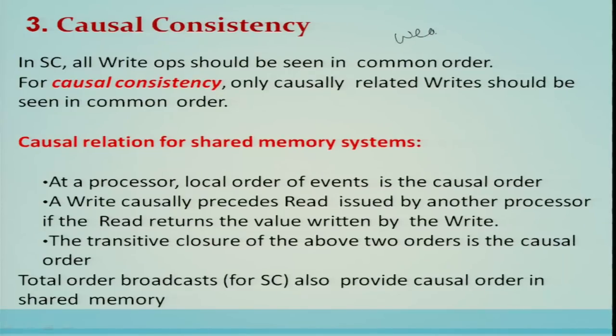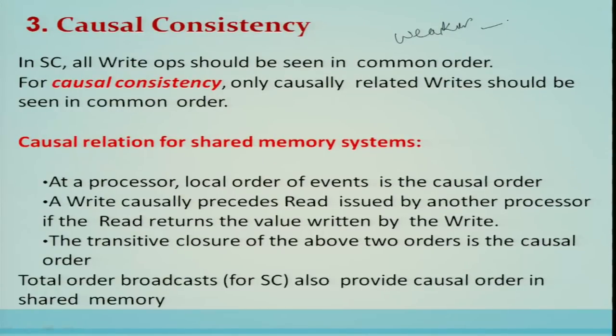Causal consistency is also a weaker model compared to the sequential consistency model. In sequential consistency, all write operations should be seen in a common order. We have seen that after issuing the write, a total order broadcast message is performed. So all the write operations should be seen in a common order in sequential consistency. Now for causal consistency, only causally related writes should be seen in a common order.